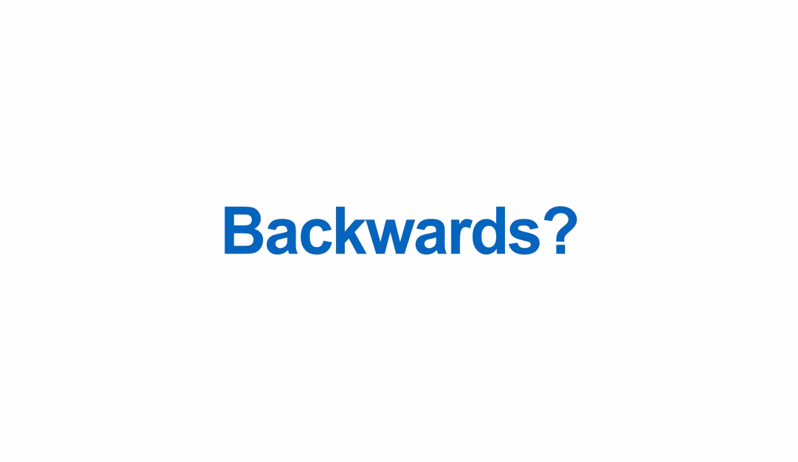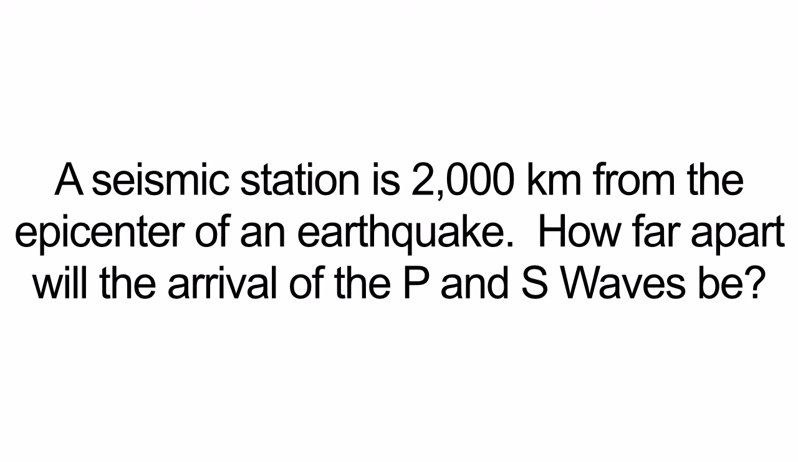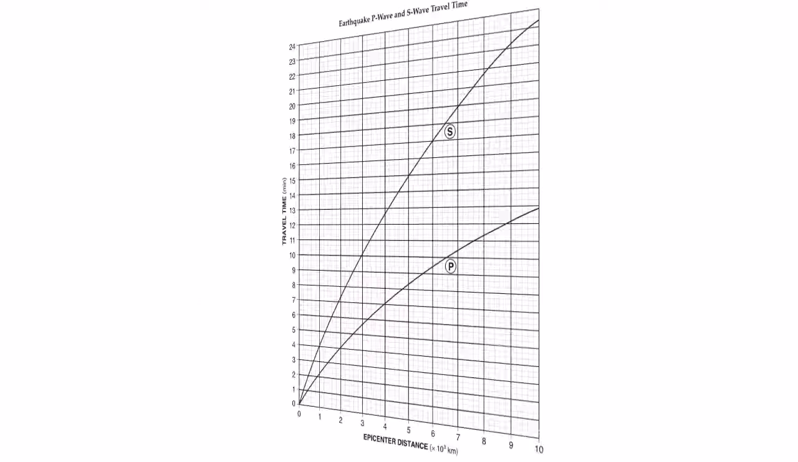Something neat is true, though. We can actually do the same problem backwards. Here's how that would work, and I'm going to use different numbers. Let's say we're faced with this question. A seismic station is 2,000 kilometers from the epicenter of an earthquake. How far apart will the arrival of the P waves and S waves be? So in this example, I'm giving you the epicenter distance and asking you to work backwards to find the lag time. Let's see how we would do this.